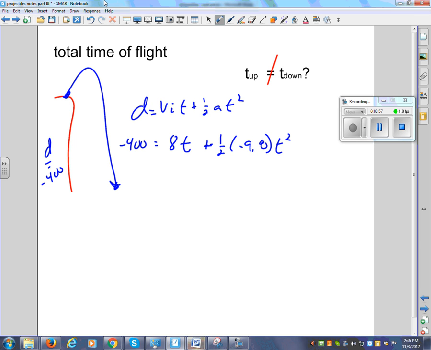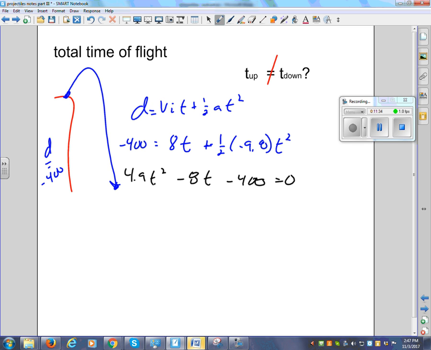Okay, so set that up as a quadratic. Now, this here is going to be minus 4.9, right? No one likes a minus in front of their t squared. So take it to the left. So it's going to be 4.9 t squared. The 8t goes also to the left. 1/2 times 9.8, right? So take the minus 8t to that side, and I'm going to leave the minus 400, and the whole thing is equal to 0. So you just took everything over.